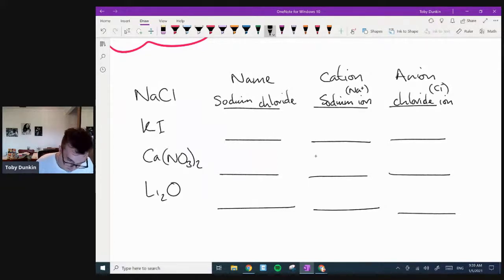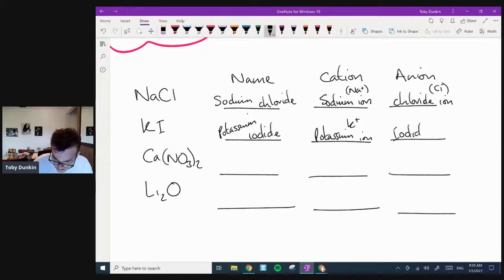There we go. And then we've got potassium iodide. Cation, of course, is the potassium ion, K+, and the iodide ion, which is I-.